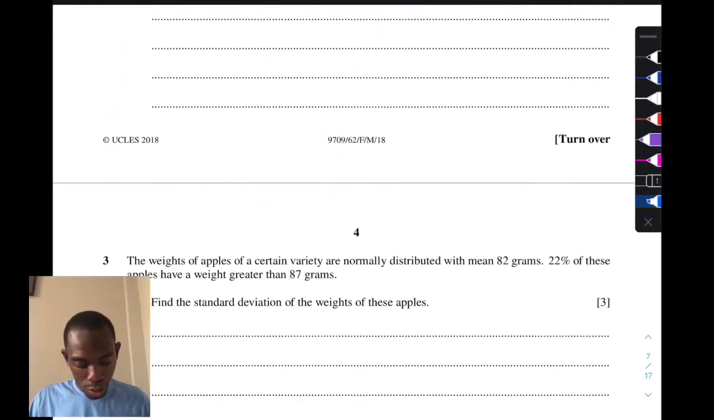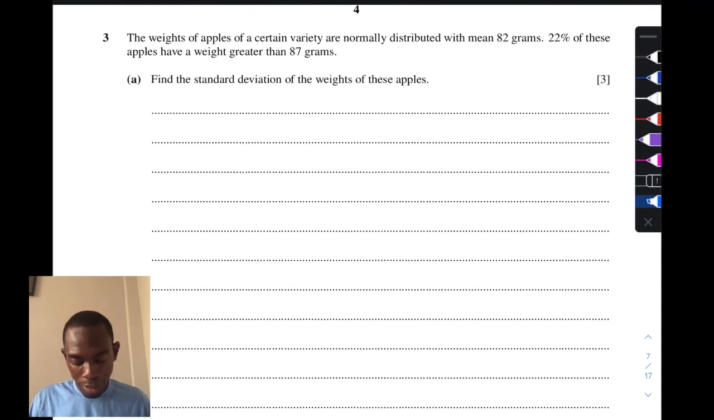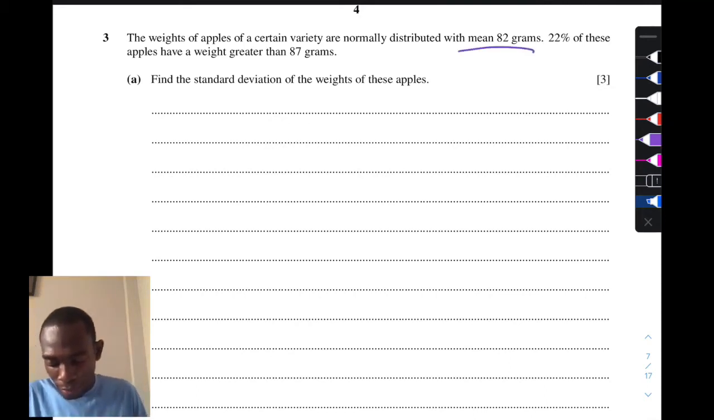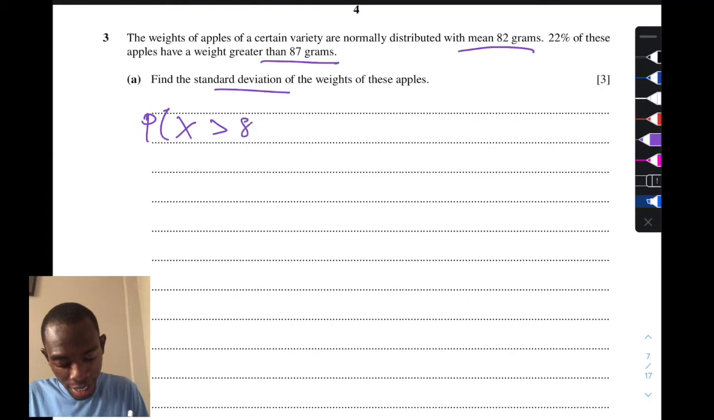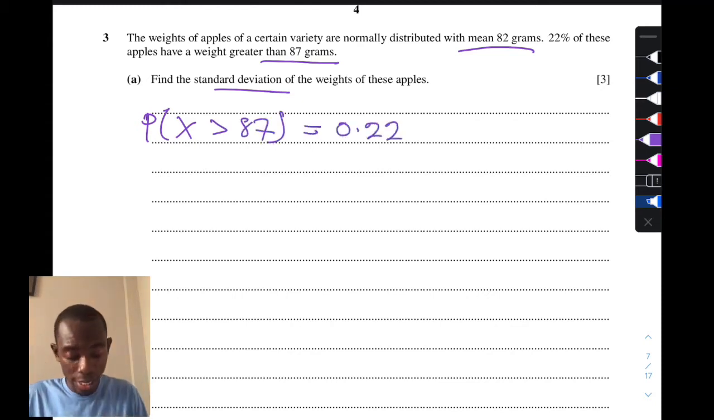Okay, so let's give this particular question a try. It says that the weight of apples is, and the mean is 82, and then 22% of these apples have weight greater than 87. So you should find the standard deviation. They didn't give us the standard deviation again, and they want us to find it. So that is the probability of x greater than 87 is equal to 0.22, because this is 22%.